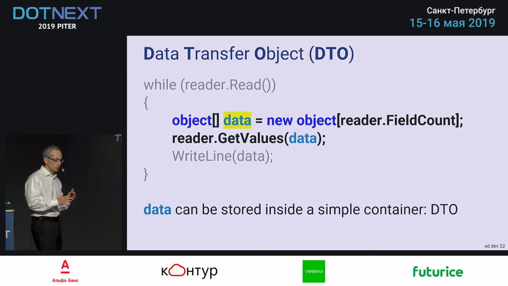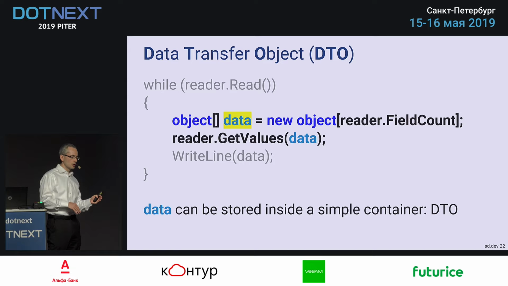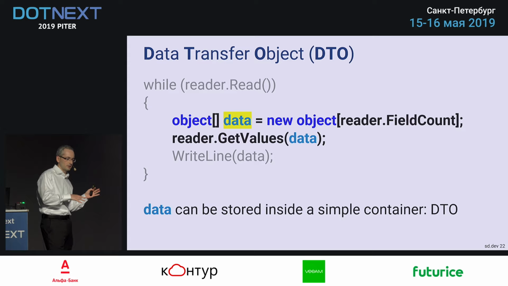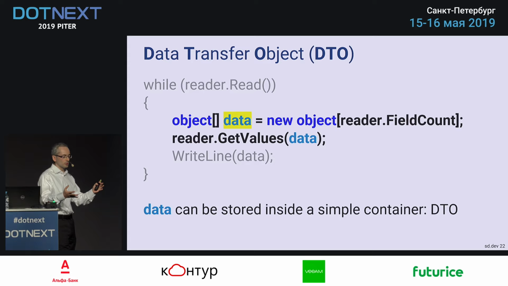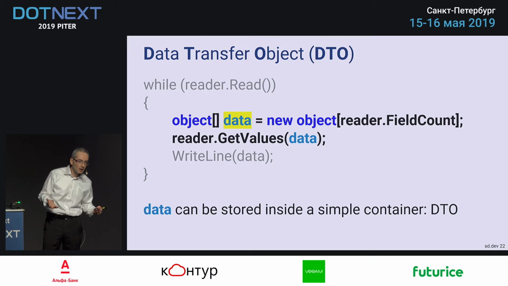And in order to understand that, let's again revisit a portion of our idiomatic ADO.NET code. So we iterate over reader.Read, so we run this while loop and we create this object array to read data of length field count, and then we call reader.GetValues to populate data. So data now contains all the data that we actually want for a given row. That data itself can easily be stored inside a simple container, or it can even be a container itself, and that simple container can be our data transfer object, which will contain the data.